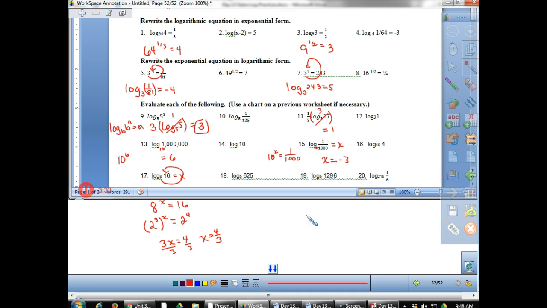And for number 19, this would have to be on your table because we would not expect you to know that. But 6 to some power is going to give us 1296. So that is going to be to the 4th power. So 6 to some power gives us 1296. So rewrite it, and then you're just going to literally use your table and find that x is going to be a 4. All right, so moving on.